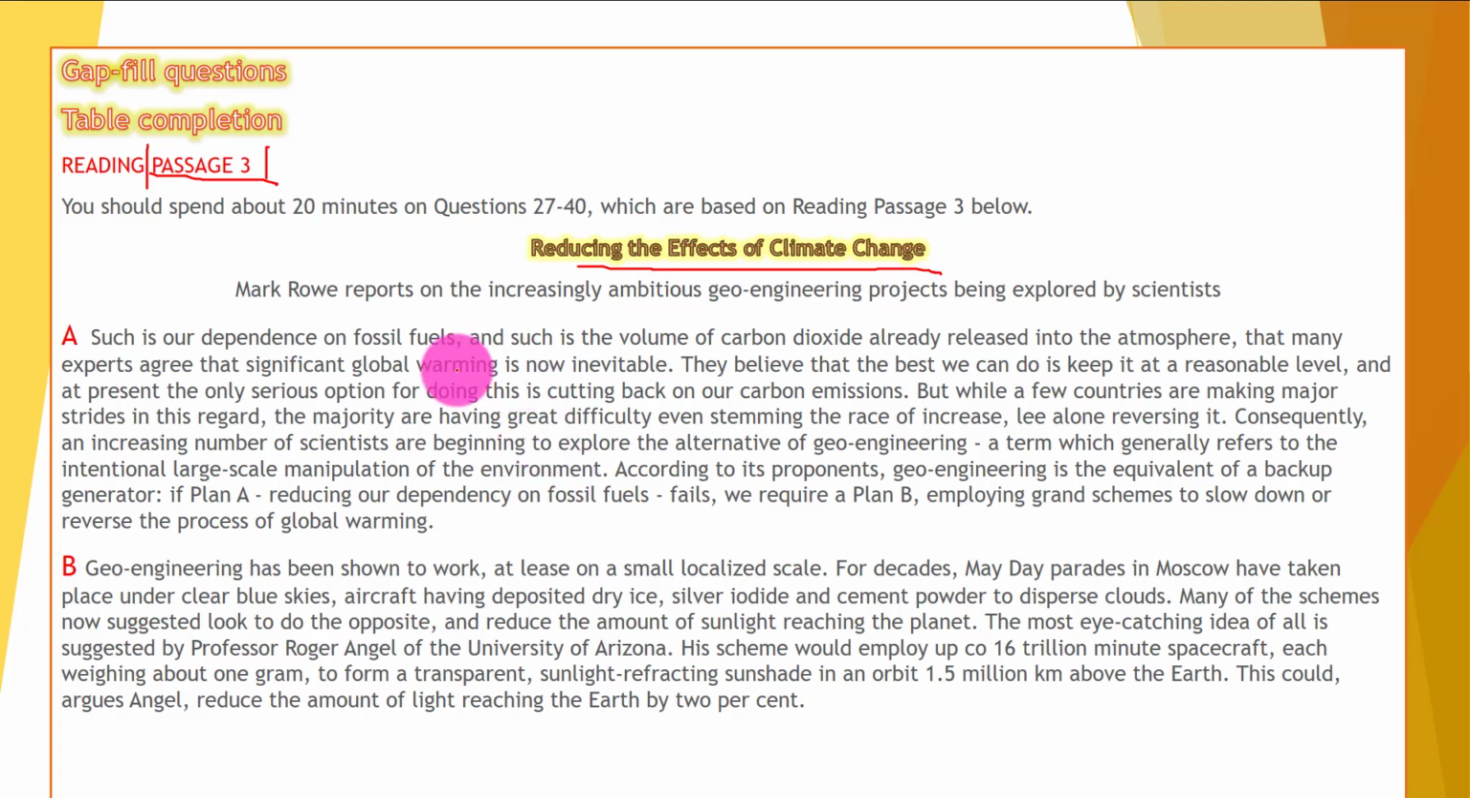In order to find the geoengineering project and the title of our passage, it is very common that you would find it in the starting part of one of your paragraphs. So the first thing you should do is to just look at the first sentence of each paragraph. Okay, now I'm going to look at paragraph A, such as our dependence on fossil fuels and such as the volume of carbon dioxide already released into the atmosphere. Okay, that's enough. Let's go to the next paragraph. And as you see, geoengineering has been shown to work. Okay, we're going to start answering our questions by looking from paragraph B.